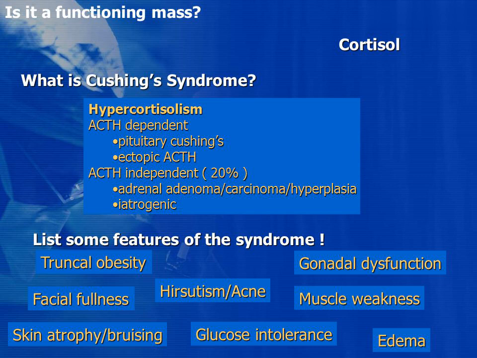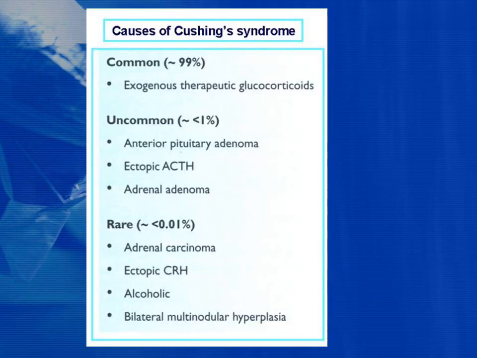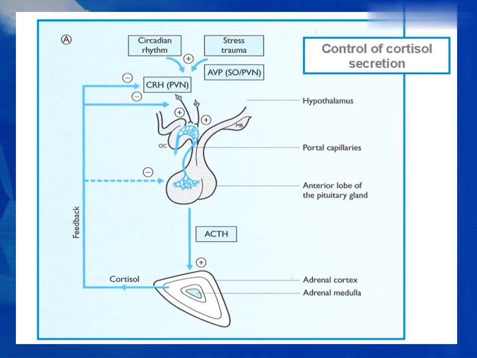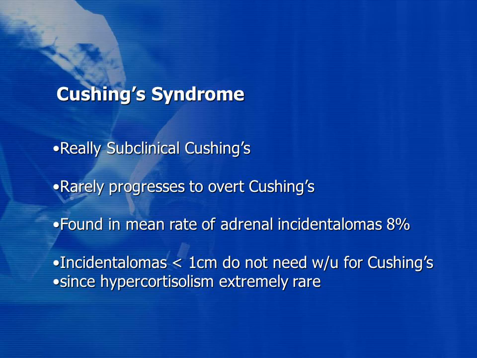Truncal obesity. Gonadal dysfunction. Hirsutism, acne. Facial fullness. Muscle weakness. Skin atrophy and bruising. Glucose intolerance. Edema. Cushing's syndrome, really subclinical Cushing's, rarely progresses to overt Cushing's.